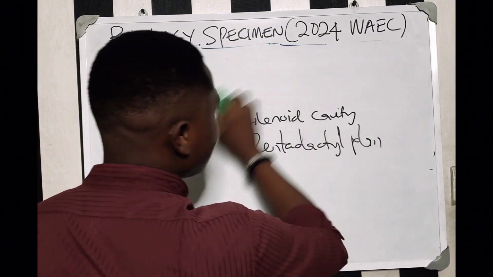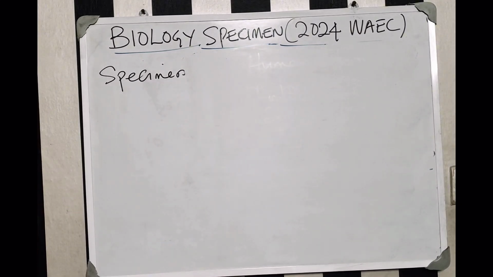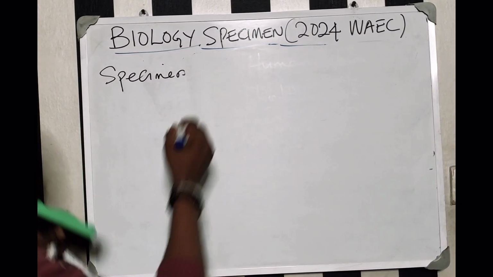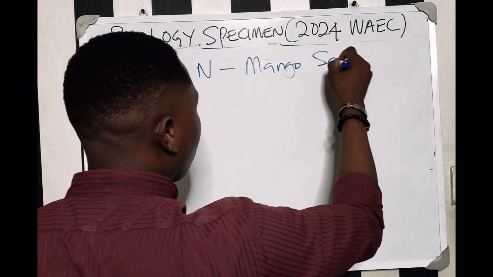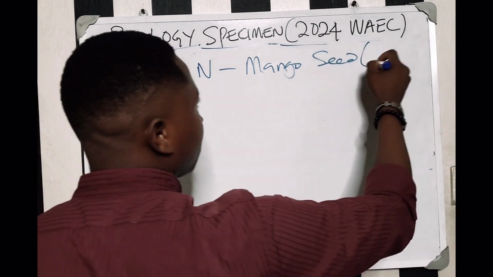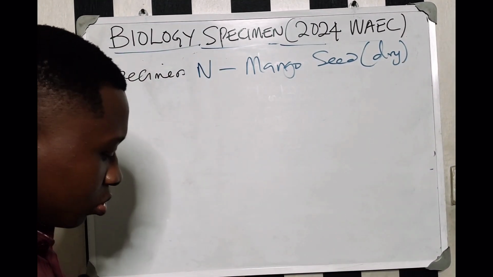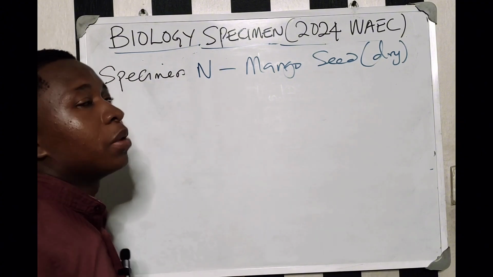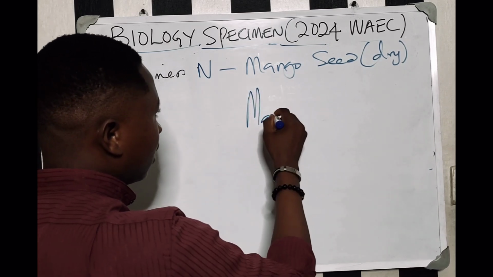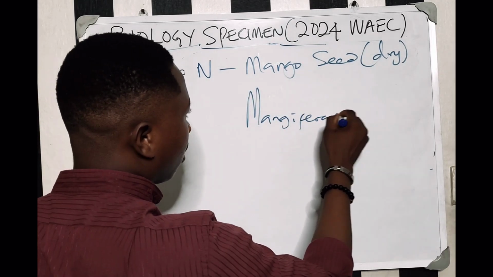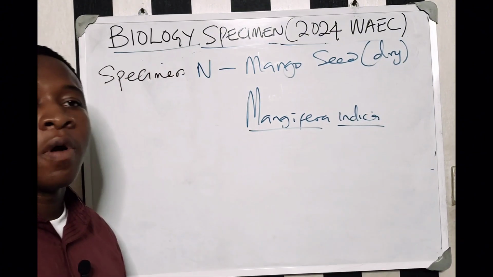So let's move over to the next specimen we have. That should be specimen N, which is mango seed. They specifically told us to prepare a dry mango seed. Now, firstly, you need to know the botanical name of mango, which is Mangifera indica. This is the botanical name of mango.